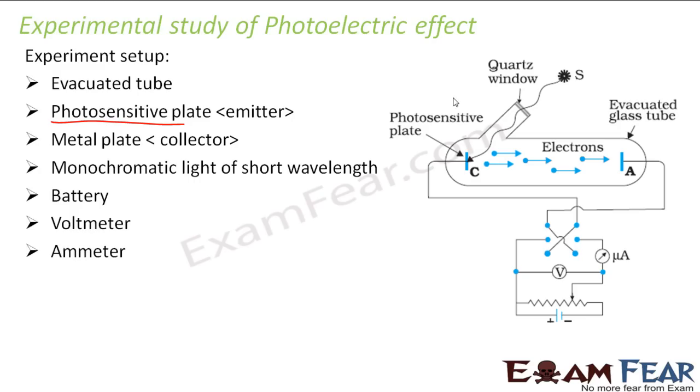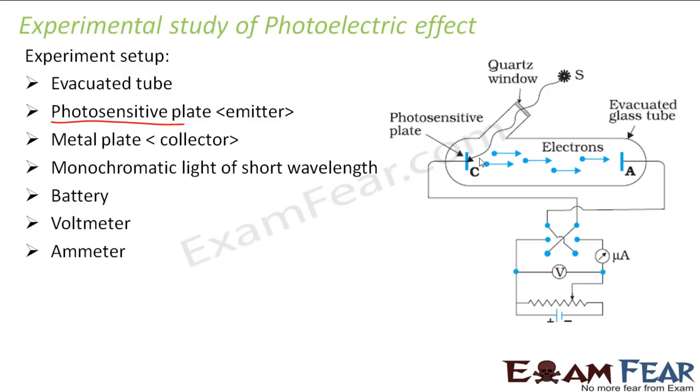So what happens when this monochromatic light falls on the emitter? Electrons get emitted from the photosensitive plate. They get attracted towards the other metal plate, that is the collector, and due to the flow of these electrons, electric current gets constituted. This electric current is nothing but the photocurrent, and it is measured by the ammeter.